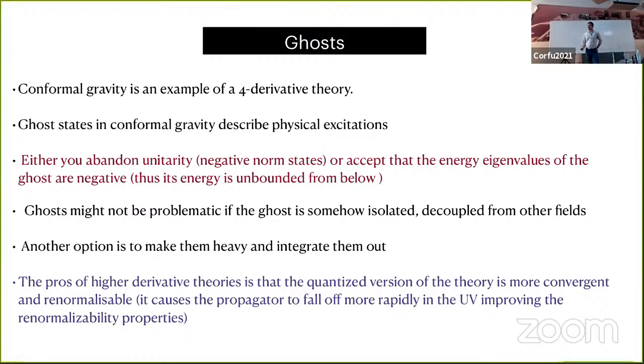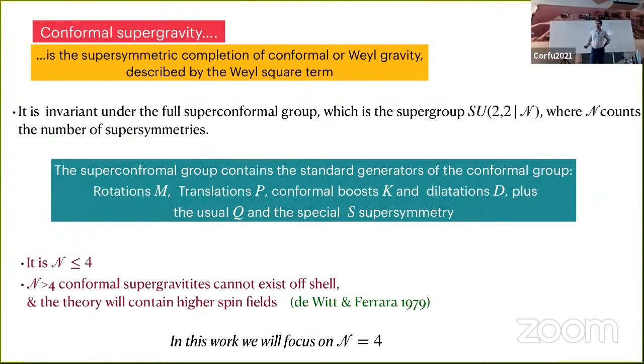On the other hand, the advantage of this theory of higher derivatives is that the quantized version of the theory is much more convergent and renormalizable, due to the good features of the propagator, which falls rapidly in the UV. So let's now turn to conformal supergravity, which is the topic we examined. It is a supersymmetric completion of the Weyl gravity described by the Weyl square term. Conformal supergravity is invariant under the full superconformal group, and let's recall that the superconformal group contains the standard generators of the conformal group, which are the rotations, the dilatations, the translations, and the conformal boosts, as well as the usual Q and special S supersymmetry.